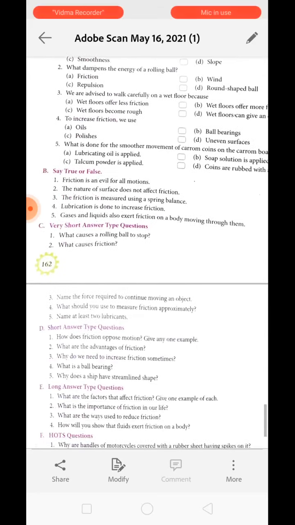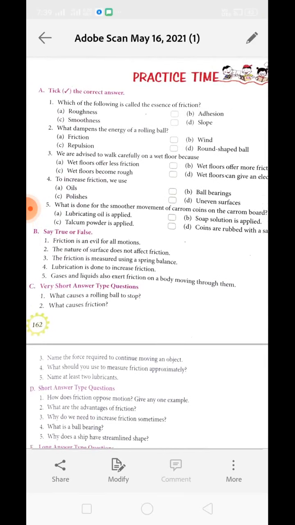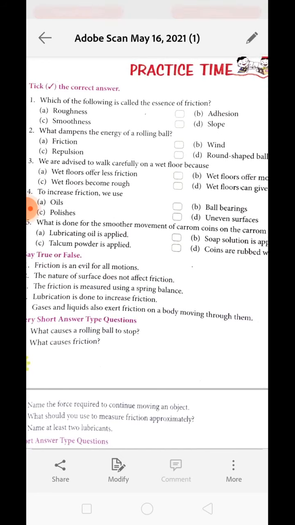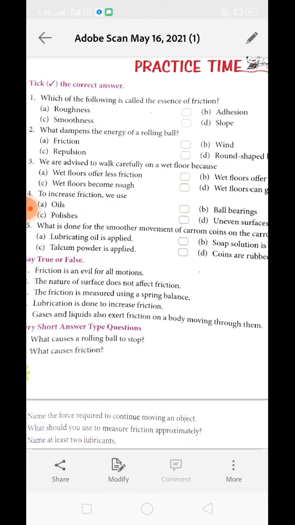Now, A section. Tick the correct answer. Which of the following is called the essence of friction? It is adhesion. Adhesion is called essence of friction. Now, second question. What dampens the energy of a rolling ball? It is friction. Friction which causes the rolling ball to stop. So option A is the correct answer for 2.